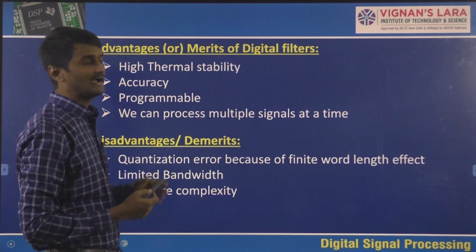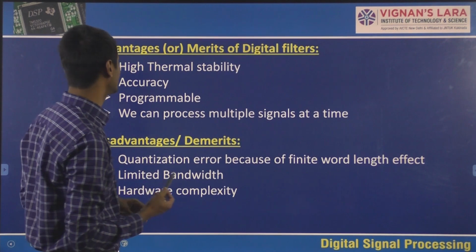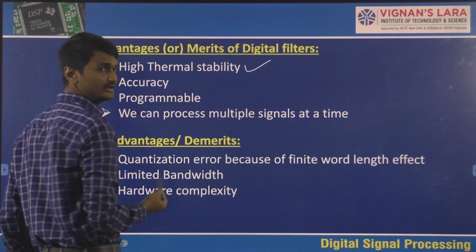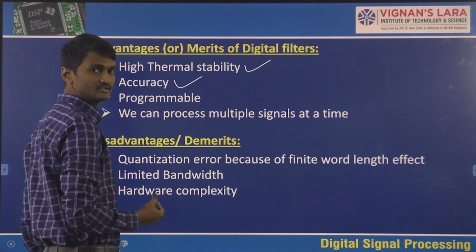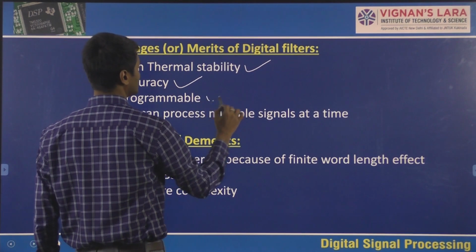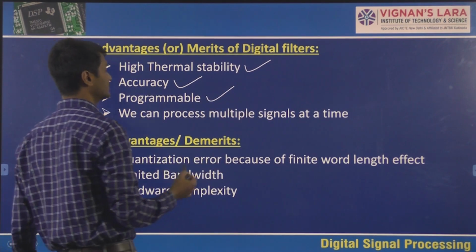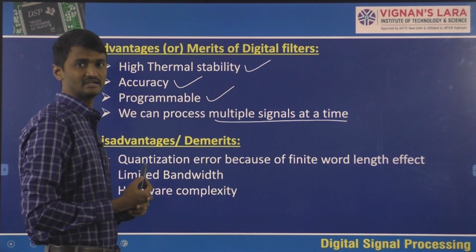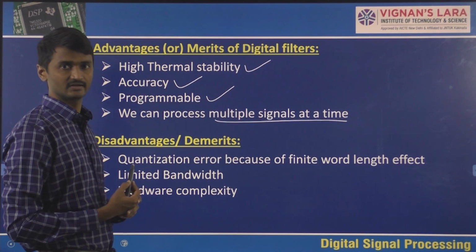So here are the advantages of digital filters. High thermal stability, high accuracy, and they are programmable. We can also process multiple signals at a time. These are the advantages of digital filters.